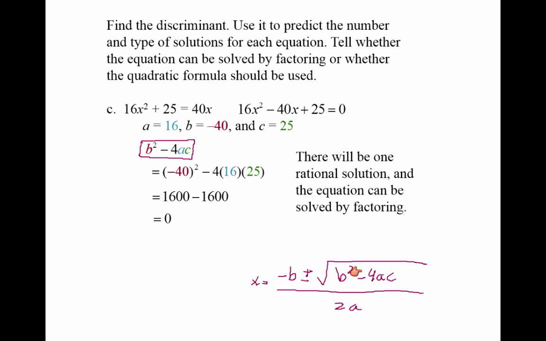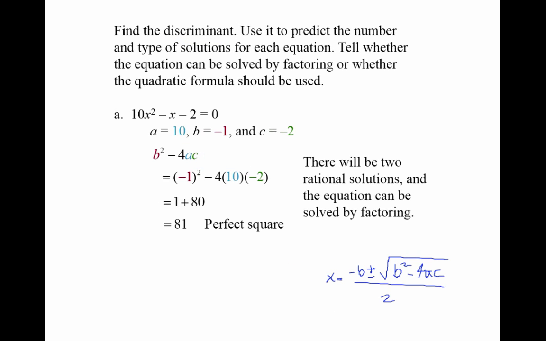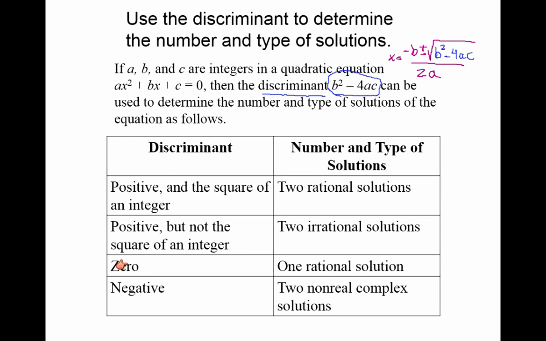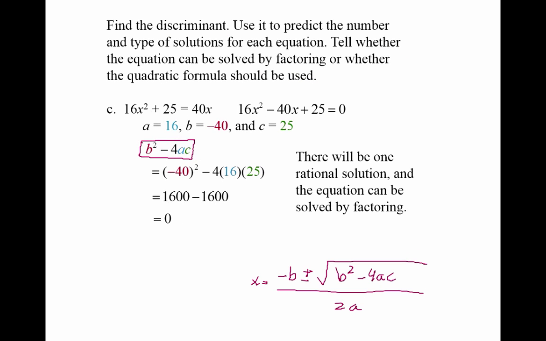Here I get 0. So when I get 0 here, it means there will be one rational solution and the equation can be solved by factoring. Here again is the chart. If the discriminant is equal to 0, then we get one rational solution.